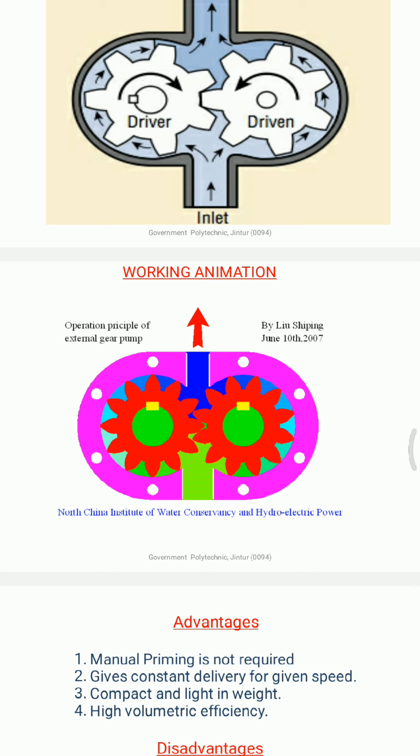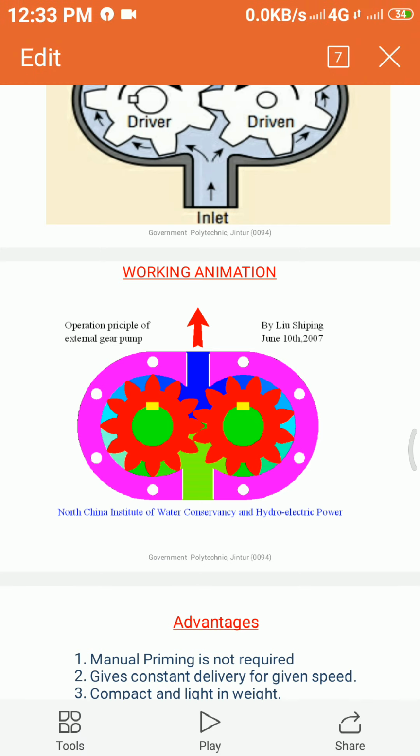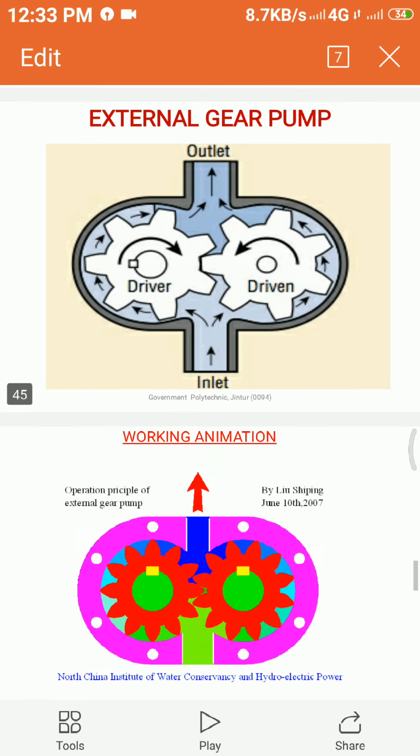So whatever green space you are seeing, in that a vacuum is created. Because of that there is a suction, and these packets are filled with the hydraulic oil, and this is given out from the exit. This is the delivery from the external gear pump.